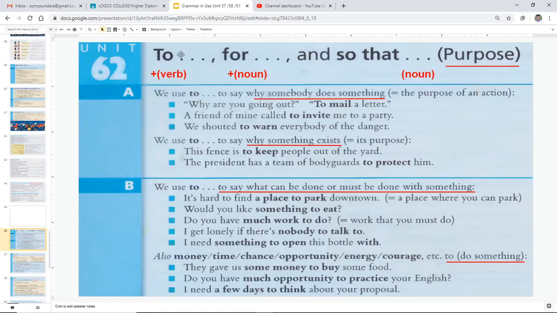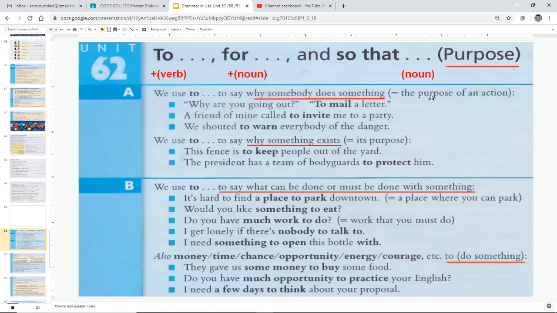All right. So, to, you use it with the verb, right? You use it with the base form of the verb. And remember, to and the verb is known as the infinitive. For, you use it with nouns. And so that, you also use it with a noun. But all these 3 expressions, they mean the same. They are used for the same thing. They are used to show purpose.